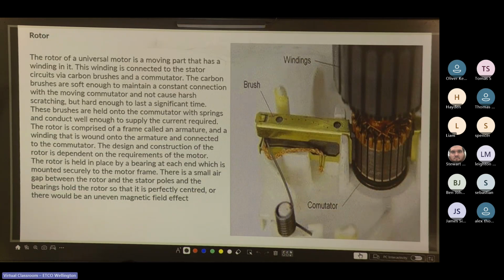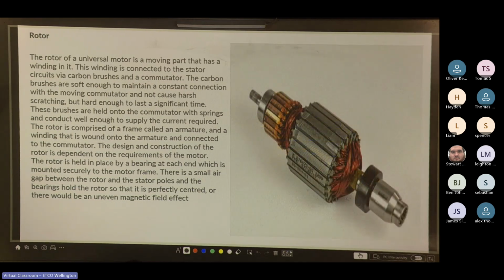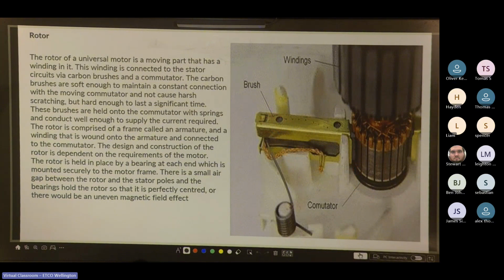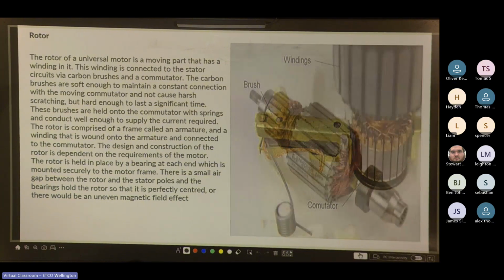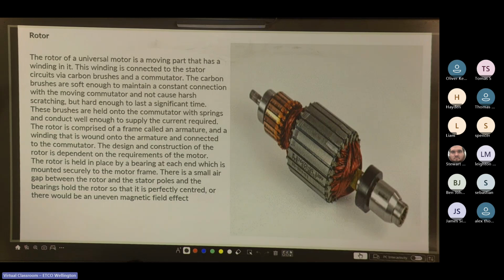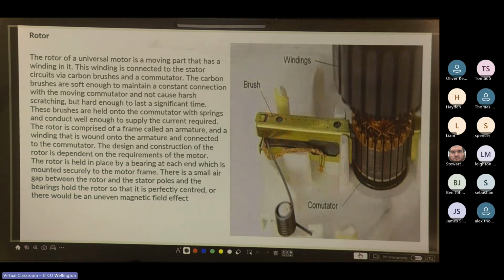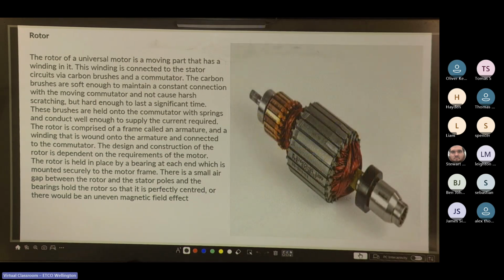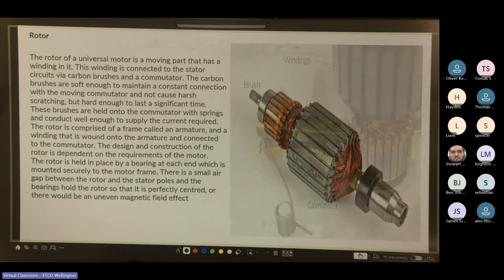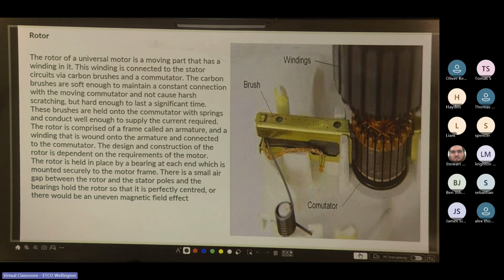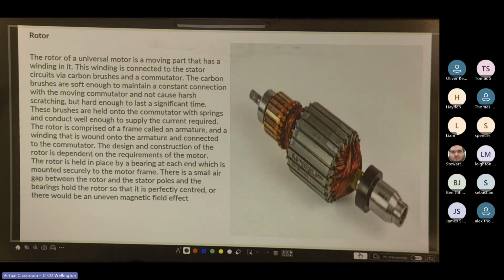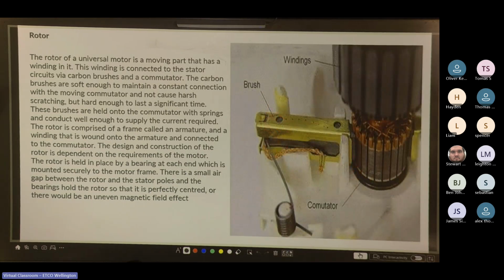Cool, and here you have the rotor, you have your brush, and you have your winding. So the rotor of a universal motor is a moving part that has a winding in it. This winding is connected to the stator circuits via carbon brushes and a commutator. The carbon brushes are soft enough to maintain a constant connection with the moving commutator and not cause harsh scratching, but hard enough to last a significant time. These brushes are held onto the commutator with springs and conduct well enough to supply the current required. The rotor is comprised of a frame called an armature and a winding that is wound onto the armature and connected to the commutator.